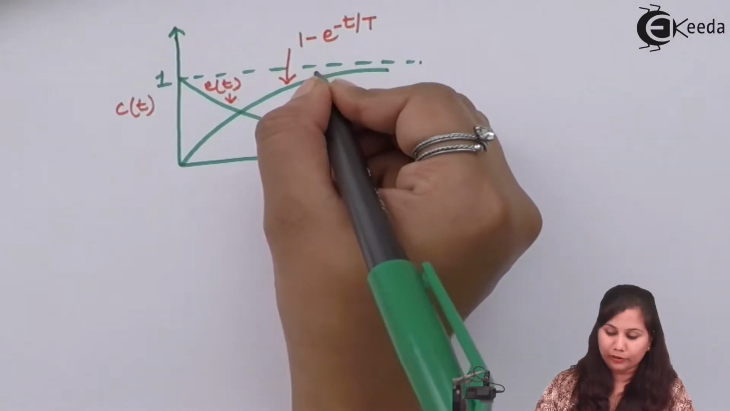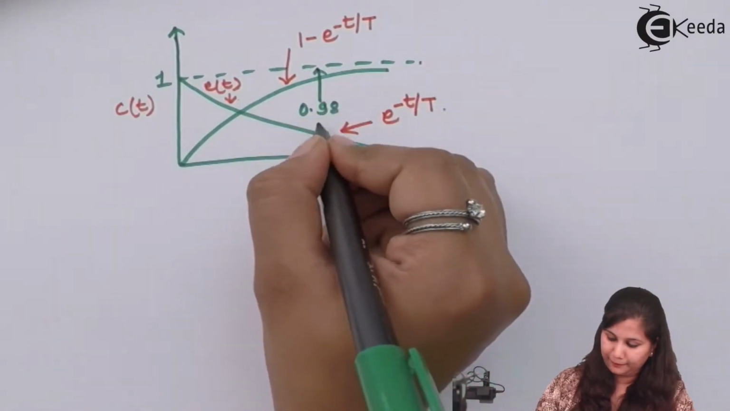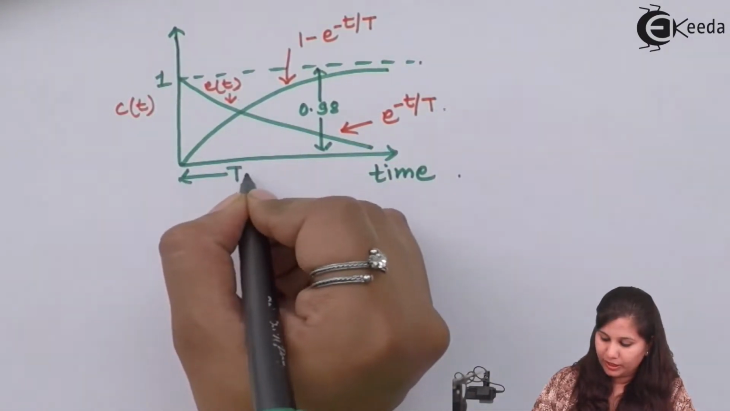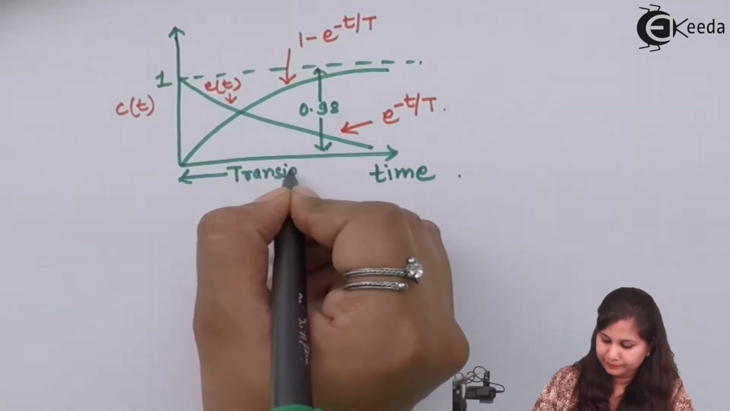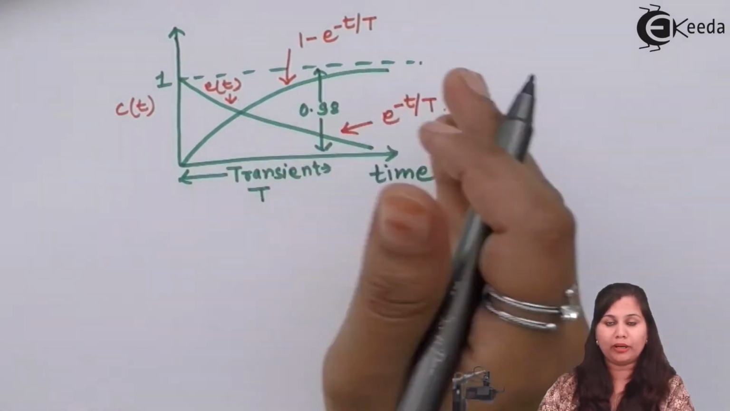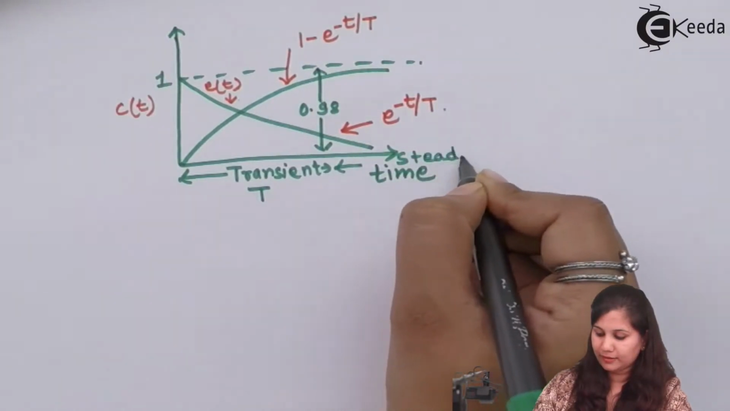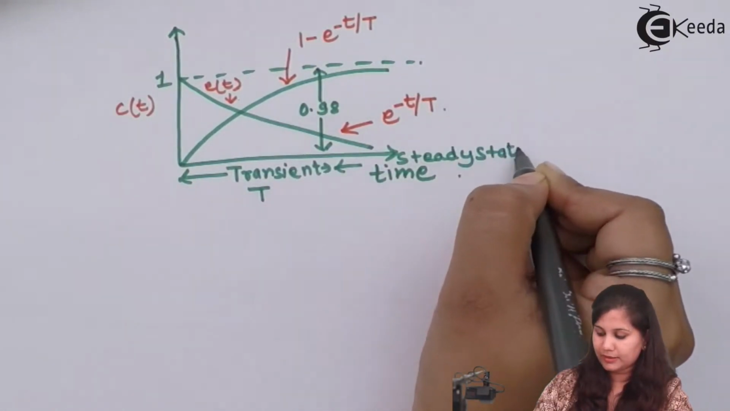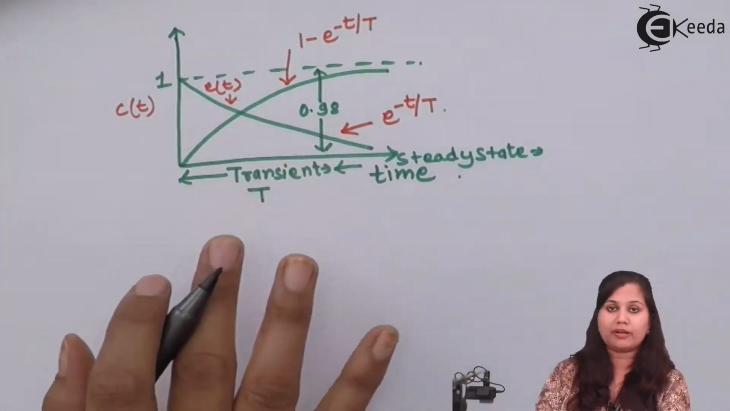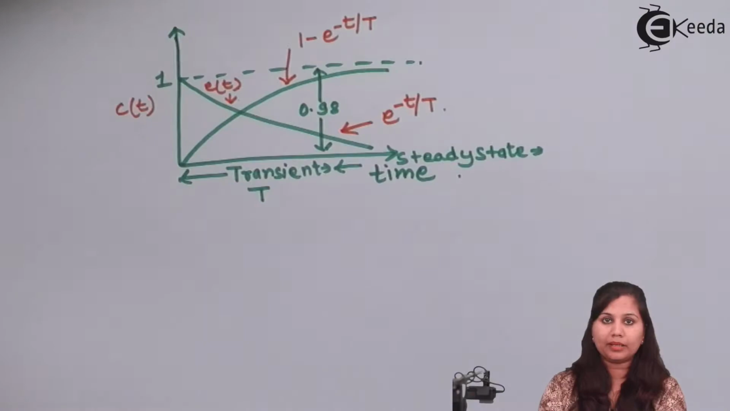If we see, this value will come out to be 0.98, and this time is called the transient time. After 0.98, the time is called the steady state response of the system till infinity. So this is the output response of a first order control system when the input is a unit step input.